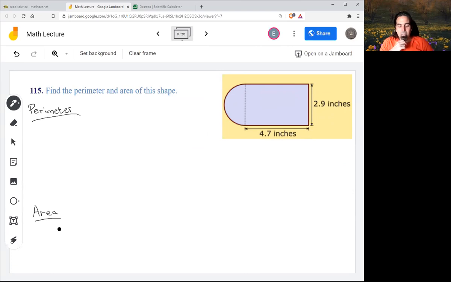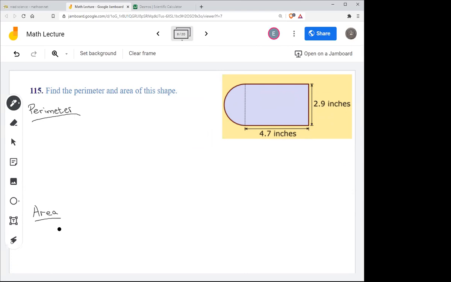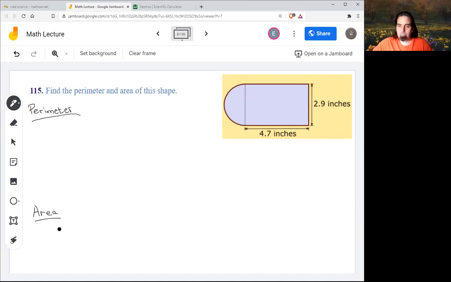Where would I start? The perimeter, the distance around the edges. My reminder when finding the perimeter is to pick some place to start so you don't forget any edges or double count anything.